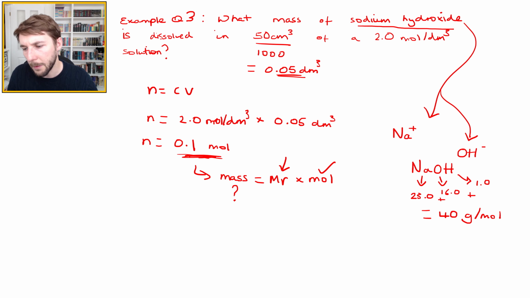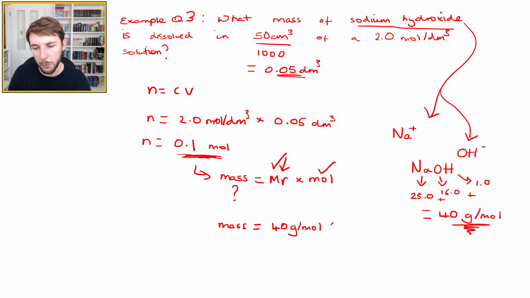Okay, so now we have the Mr. I can tick that off here. So my mass is going to equal that Mr, which is 40 grams per mole, multiplied by the number of moles, which was 0.1 moles.